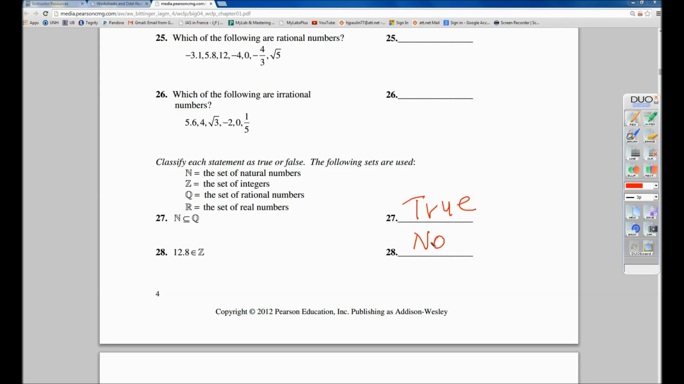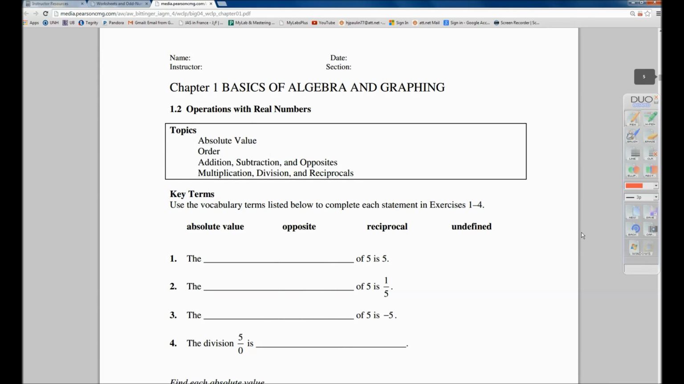Okay, the next little part comes up here, and we'll do this in another tape. All right.